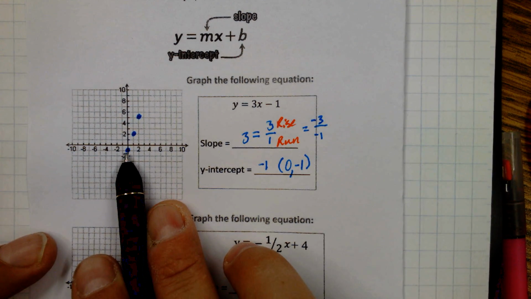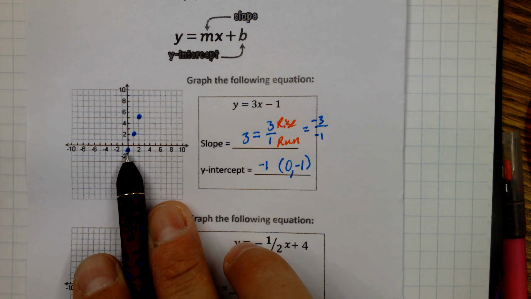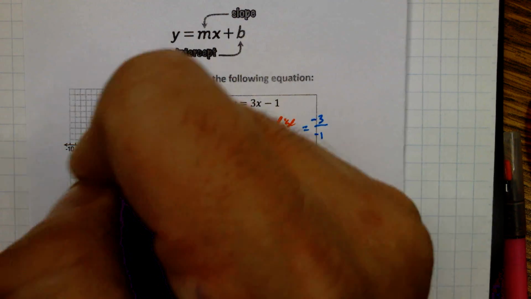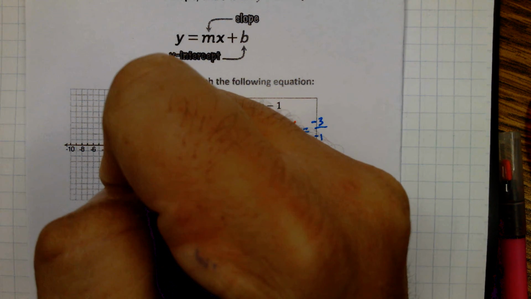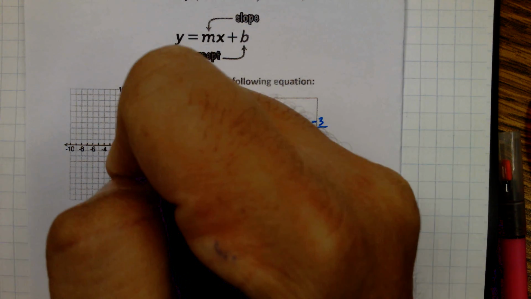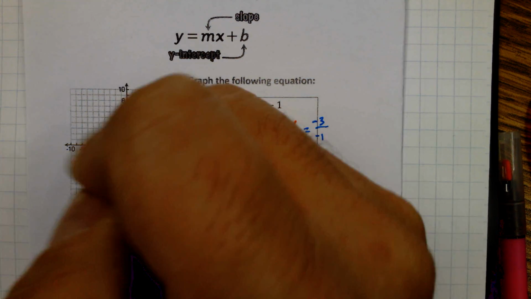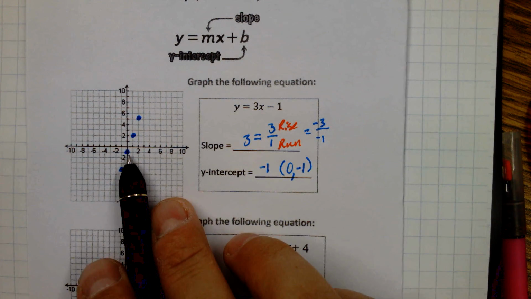And the reason I'm bringing that up is, go back to your original point. If I'm using a rise of negative 3 and a run of negative 1, that's telling me to go down 3 and to the left 1. Try that. Go back to your original point and go down 3 spots. 1, 2, 3. Now go to the left 1. Unfortunately, I think I didn't go down far enough. I only went down 2, didn't I?